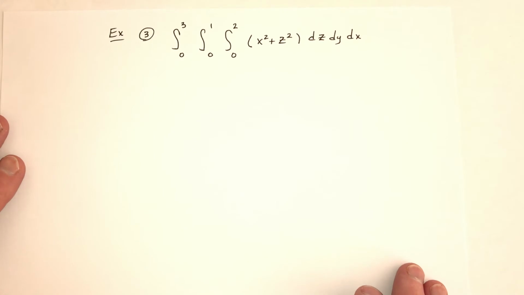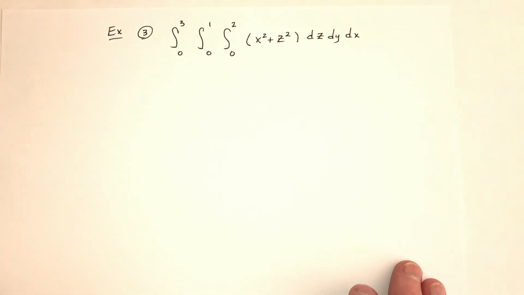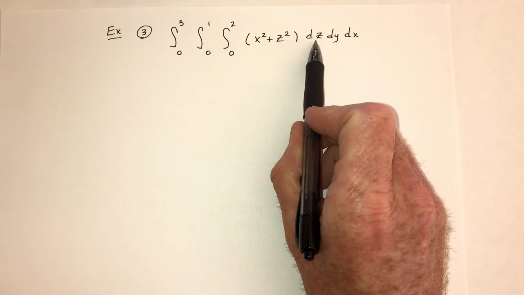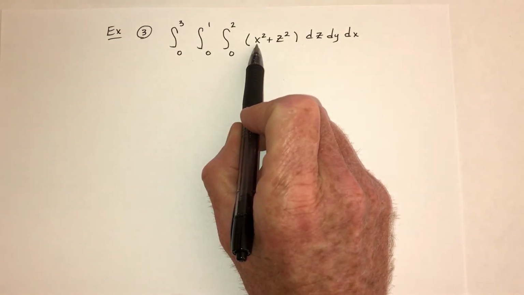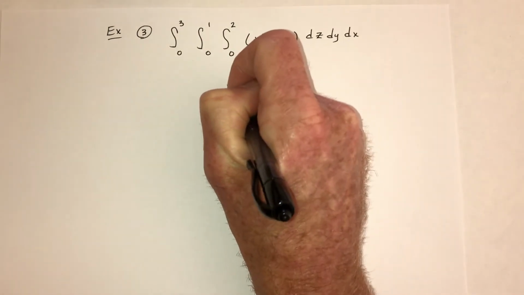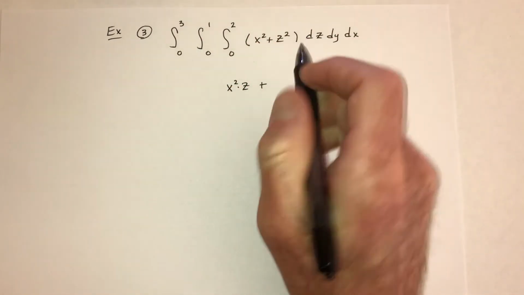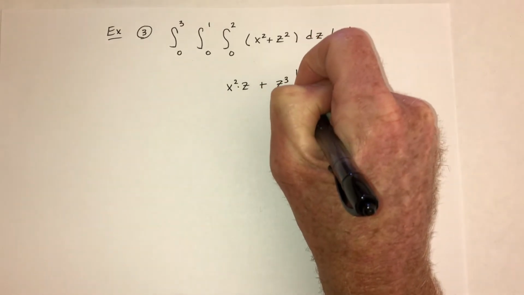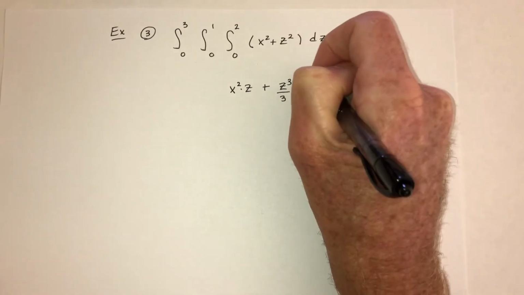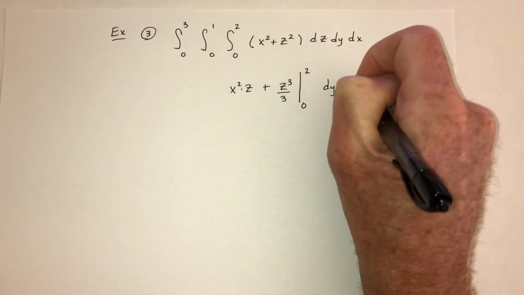All right, then for example number 3, and I literally looked at the homework and made up problems that were very similar. So for this one, integrate with respect to z first of all. So that means that this is held constant, so the integral will be x squared times z. And this one will be z cubed over 3. And then that gets evaluated from 0 to 2. And then later dy and later dx.